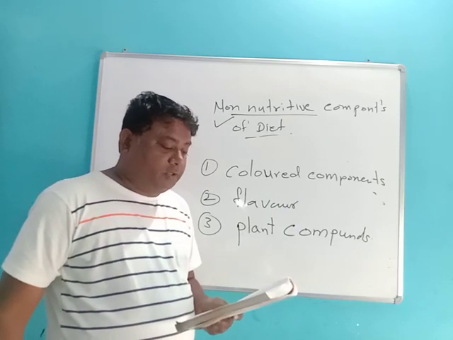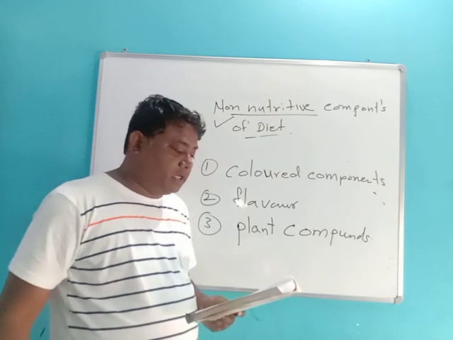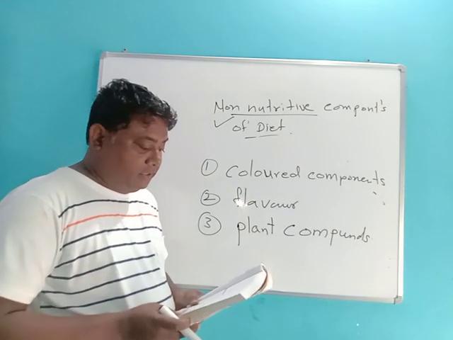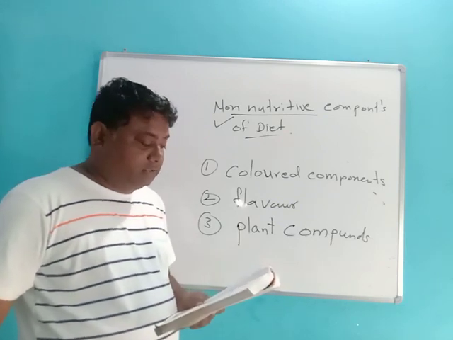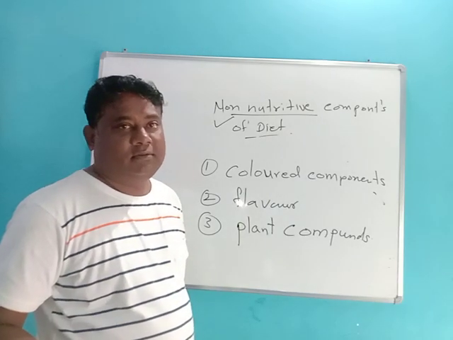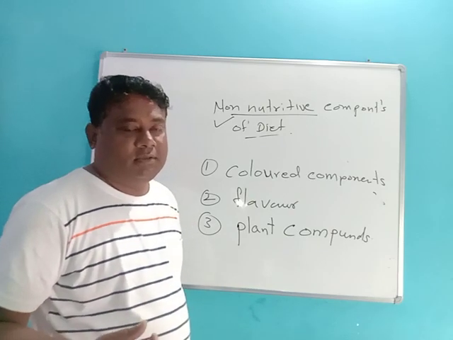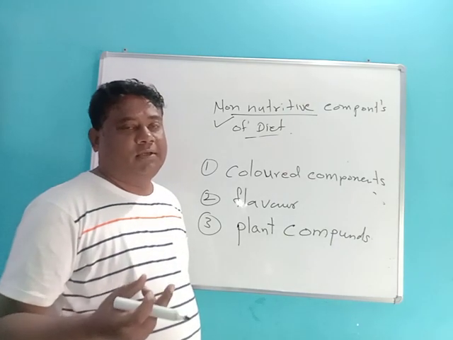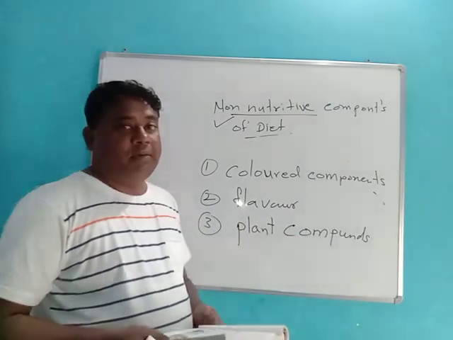Flavors are derived from both nutritive and non-nutritive compounds of food. Sometimes it becomes very difficult to know the source of a specific flavor. An acidic food provides sour taste while alkaline provides a bitter taste. Alkaline is bitter in nature also, and sometimes we use these products in our food, and it tastes bitter and sour. Last is plant compounds.